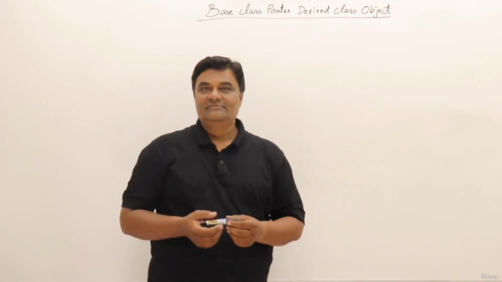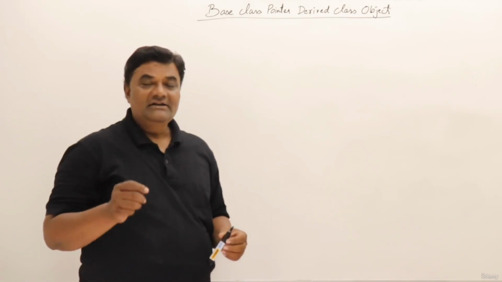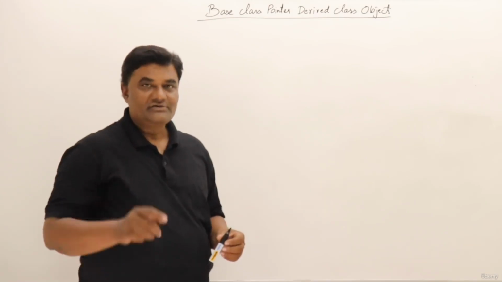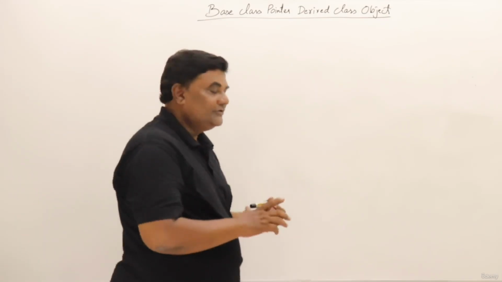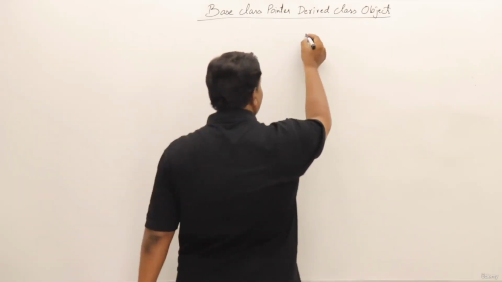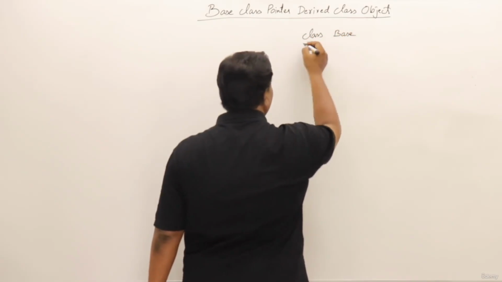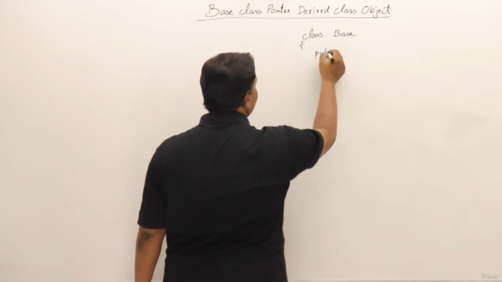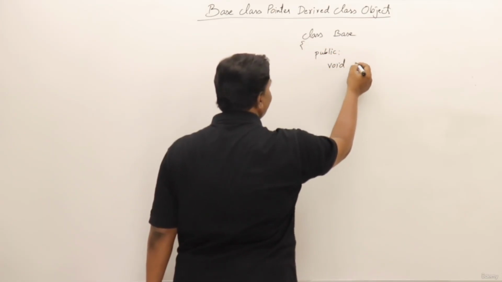Now let us learn about base class pointer and derived class object. Let us take some example classes, then I'll show you. Here is a base class, Base, and it has just functions. I will not write the complete functions, I will just write their signatures here.